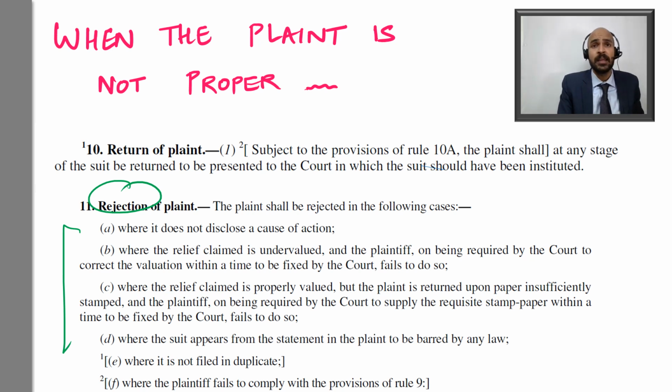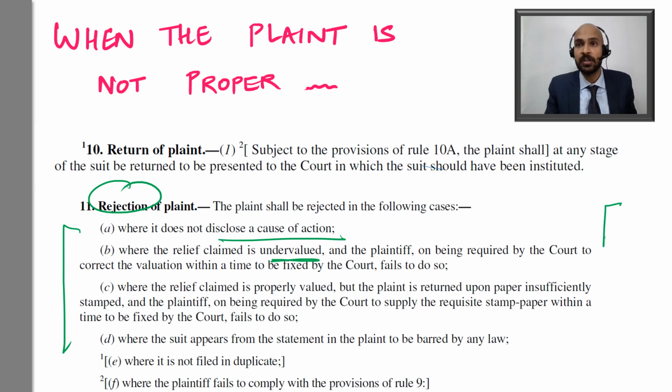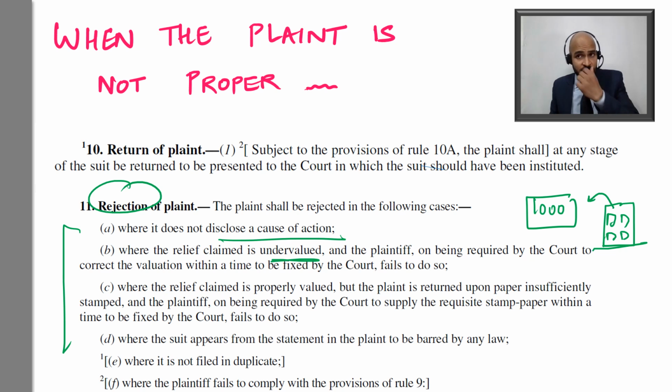For example, if it does not disclose the cause of action, which means you don't state the grounds for which you have come to the court. Or where the relief is undervalued. Let's say the property in dispute was your house, okay? And you state the value of your house as being only 1,000 rupees. Now, when you state the value of your house as being 1,000 rupees, you pay less court fees. So many times, as a malpractice, the plaintiffs undervalue the property.